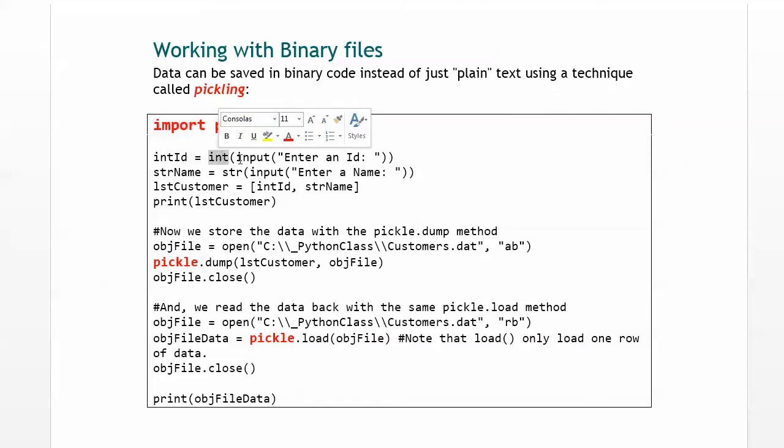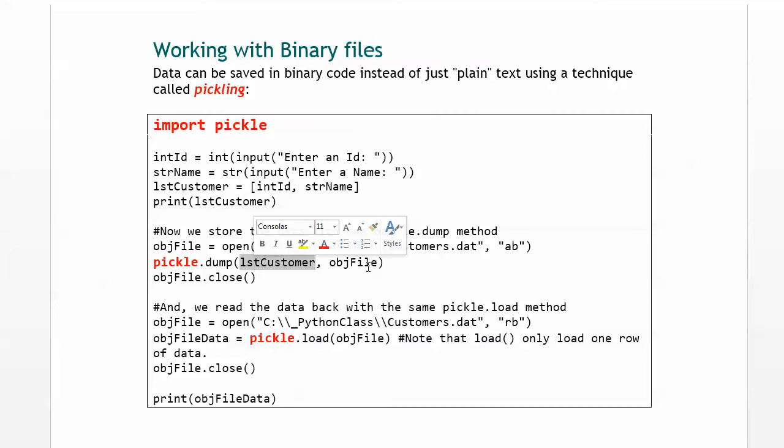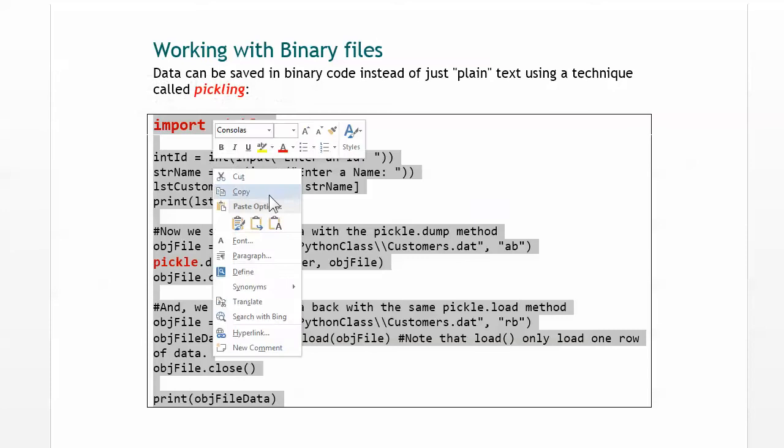I've gone through and said, okay, let's get the input from the user for an ID and name, and I'll turn that into a list, and I'll display it just to see what's going on. Then I want to open a file, and I want to dump the contents of that list into that file. Pickle has a method called dump. Once I've done that, I just close the connection, and now my file will have the data. Let's see how it works.